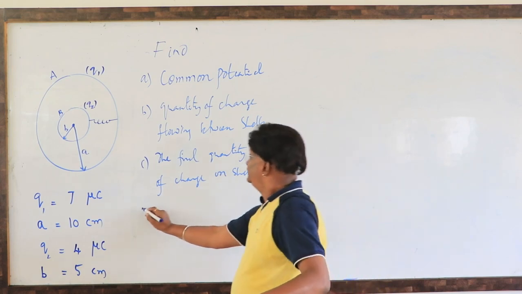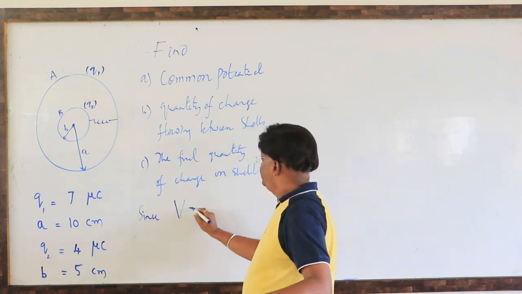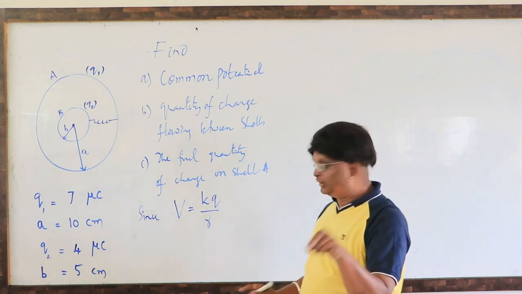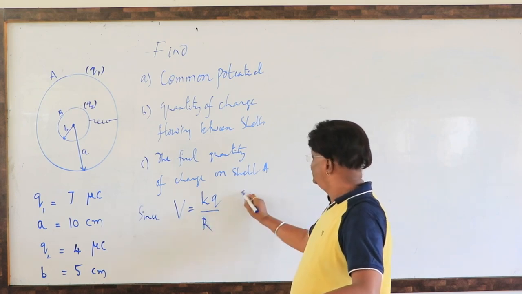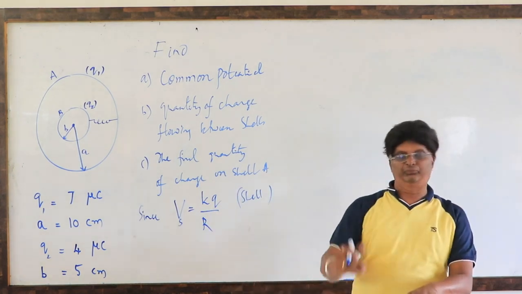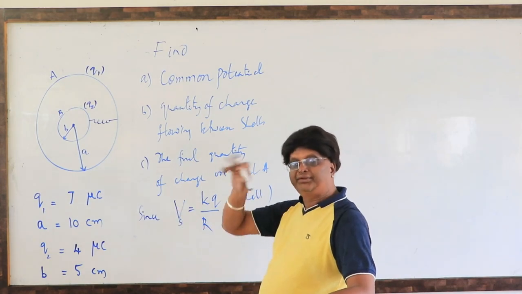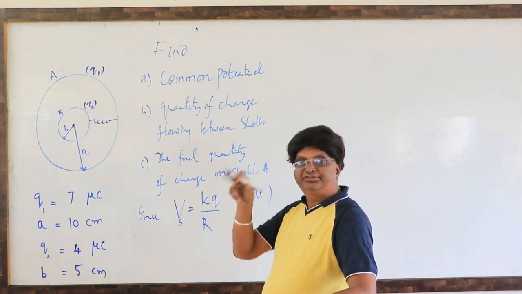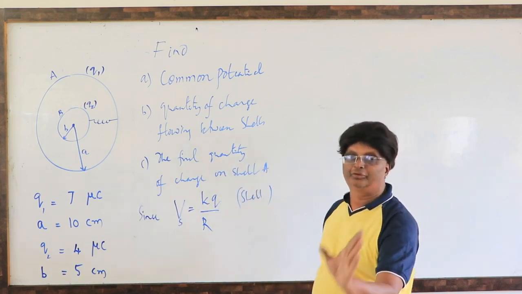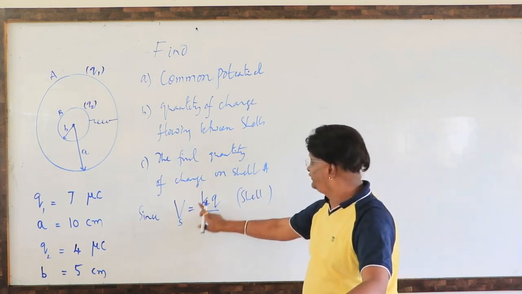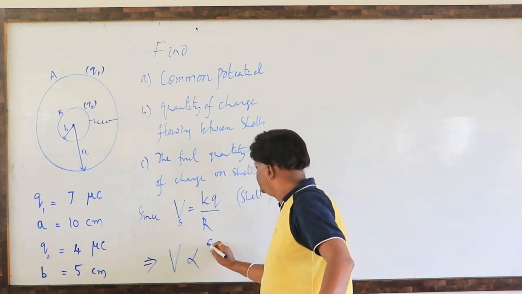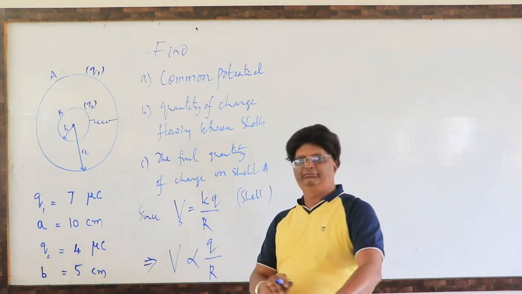Since V is equal to KQ by R, you remember this expression? V equal to KQ by R for a shell on the surface. We have derived this result for a conducting shell. Any point on the shell will be at the same potential KQ by capital R, and it is the same inside the shell also, was our result. Therefore, Vs is equal to KQ by R. It implies V is proportional to Q by R.